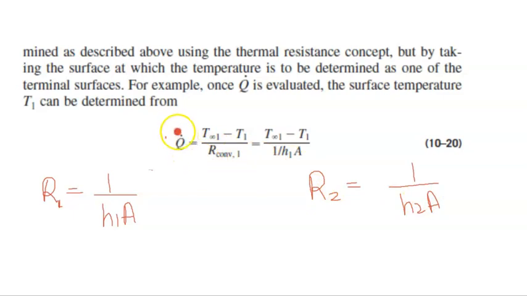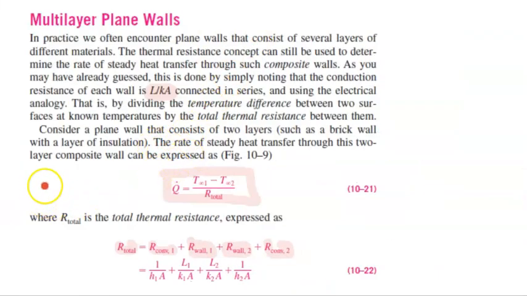So in the question, this is 1, 2, 3, 4. Out of these 4 things, one thing will be missing, and you need to use the formula to find that one thing by rearranging the equation. Now, multi-layer plane walls. If there are many layers of wall connected in series, what we do is add the total resistance. I will show you the next picture.